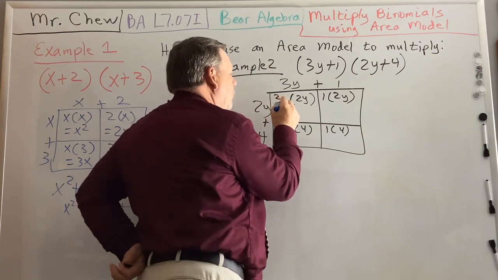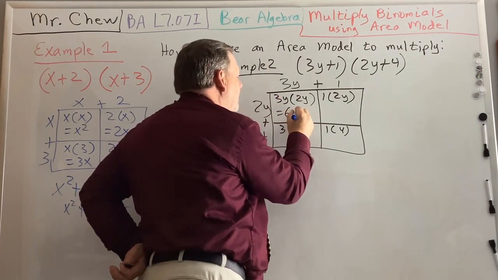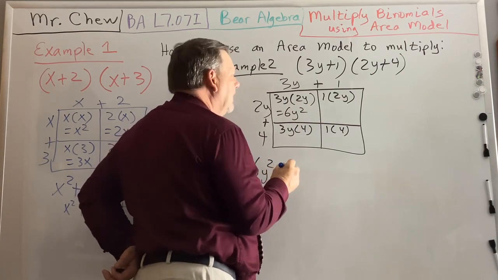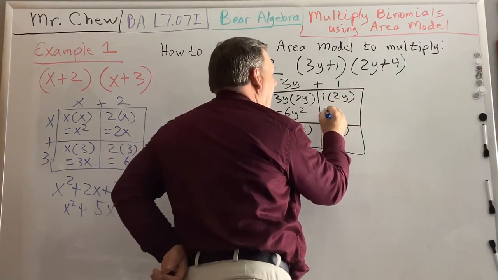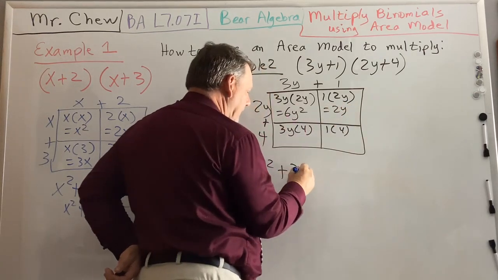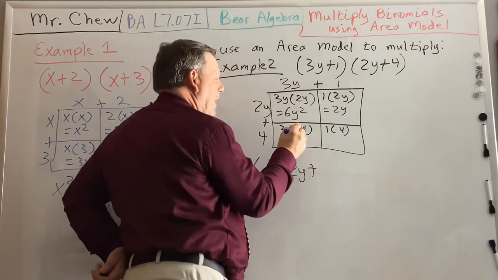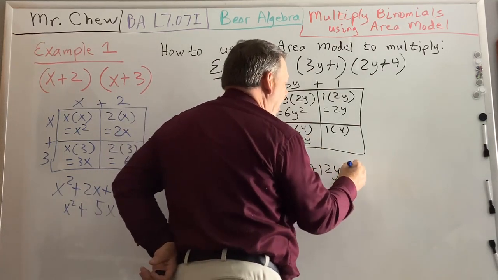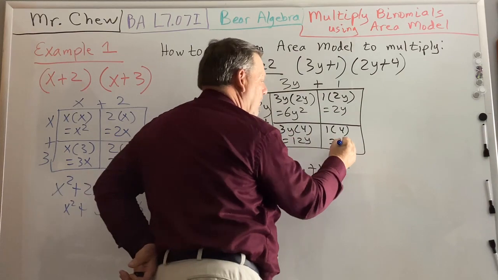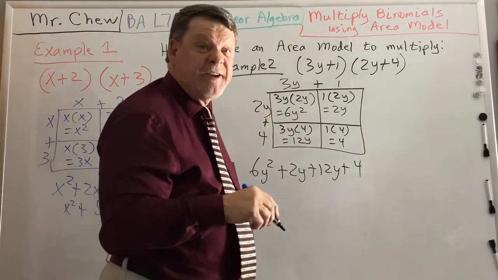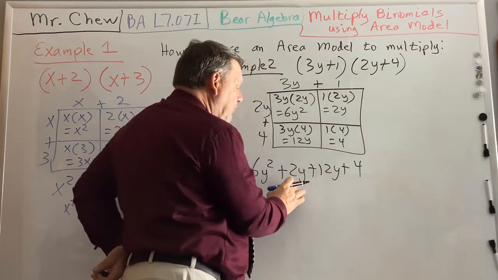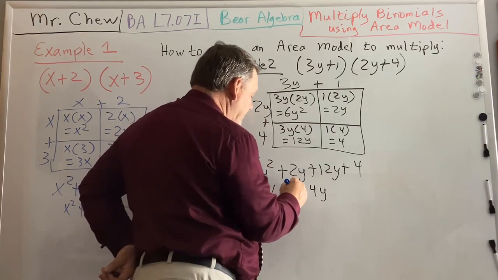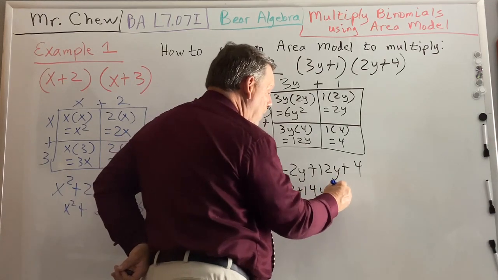So I've got 3y times 2y, which is 6y squared. Now I do 1 times 2y, which is 2y. And then 3y times 4, which is 12y. And then 1 times 4, which is 4. Are there any like terms? Yes, right here. 2y plus 12y is 14y. So my answer is 6y squared plus 14y plus 4.